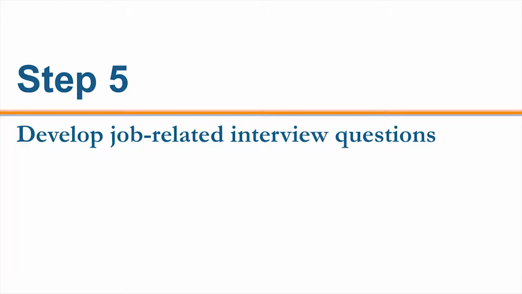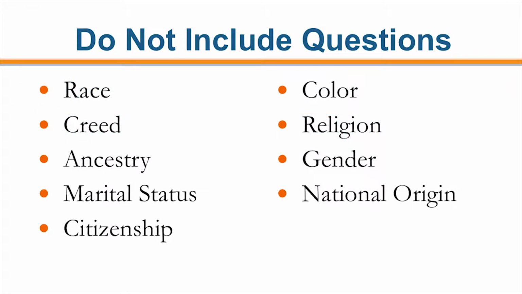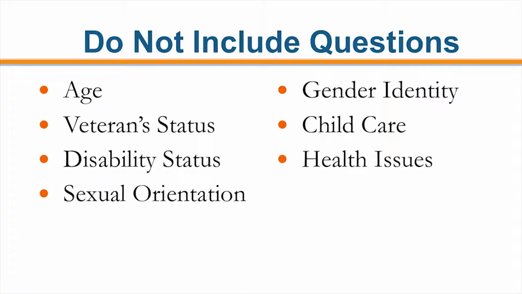That brings us to step 5 in the hiring process, developing job-related interview questions to be asked of all candidates. You may not include any interview questions related to race, creed, ancestry, marital status, citizenship, color, religion, gender, or national origin. In addition, you may not include any interview questions related to age, veteran status, disability status, sexual orientation, gender identity, childcare, or health issues. Any questions you decide to ask should be written and maintained by the department.